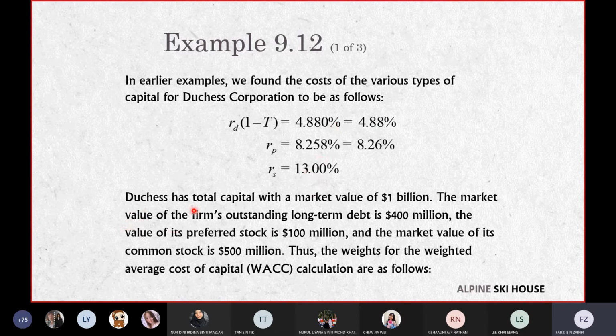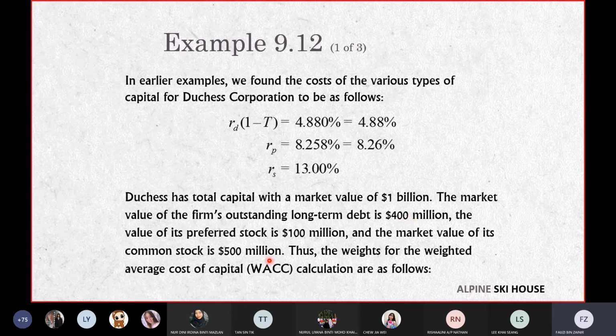So Duchess has a total capital market value of 1 billion. The market value of the firm's outstanding long-term debt is 400 million. The value of preferred stock is 100 million, and the market value of common stock is 500 million. So the overall capital structure is something like this. Out of 1 billion, this is the amount of debt that the company issued to finance the whole asset of the company, 100 million is preferred stock, and 500 is the common stock.